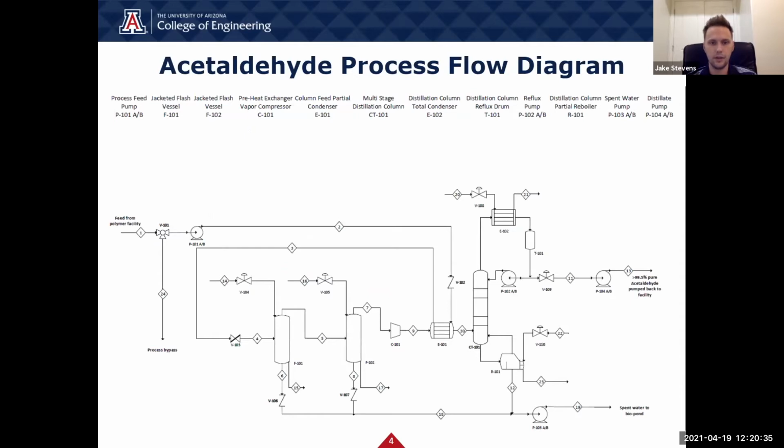Here is a quick process flow diagram of the design for this waste stream, where the feed from the polymer facility on the left goes into the column condenser and then is fed into the first flash drum, where the overhead vapor product is rich in acetaldehyde. It is then fed into a second flash distillation unit where the overhead is captured and compressed to re-equilibrate to atmospheric conditions for the column operation. At the top, there is 99.5% pure acetaldehyde that is fed back to the polymer facility.